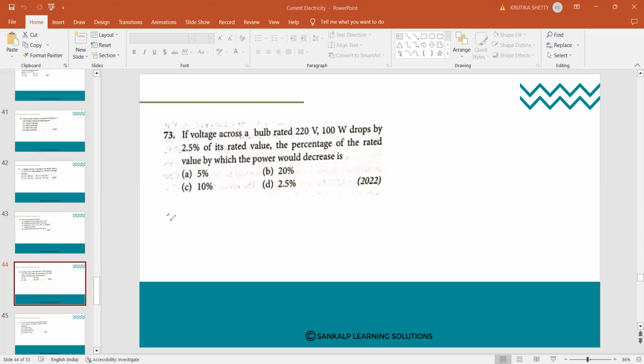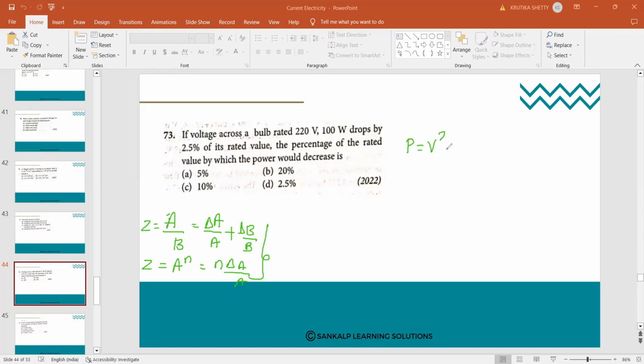Suppose if you have a formula, just in general, Z is equal to A by B. Now the error in the quantity is given by delta A by A plus delta B by B. This is one rule. Suppose if you have Z is equal to A to the power N, the error can be written as N into delta A by A. Right? So this concept I'll use. Here, the power is equal to V square by R.